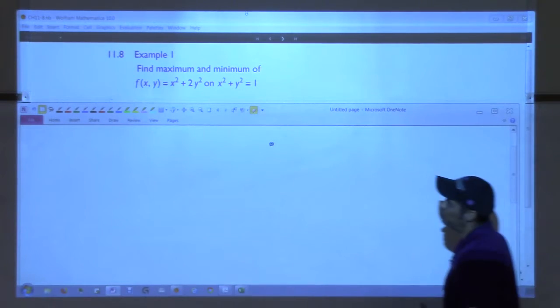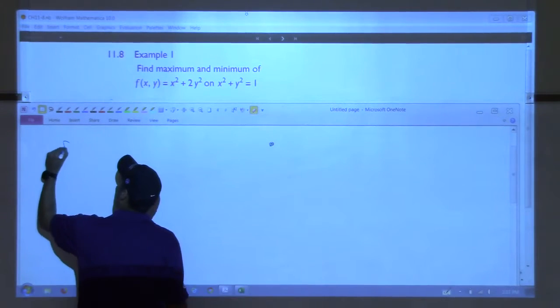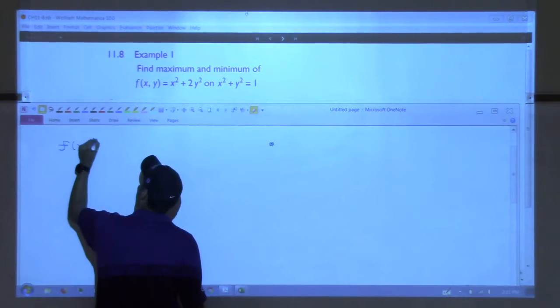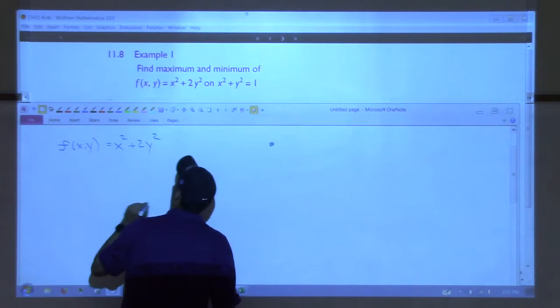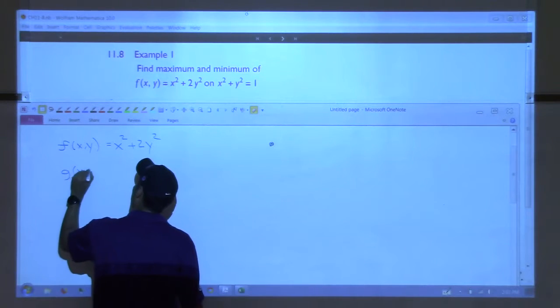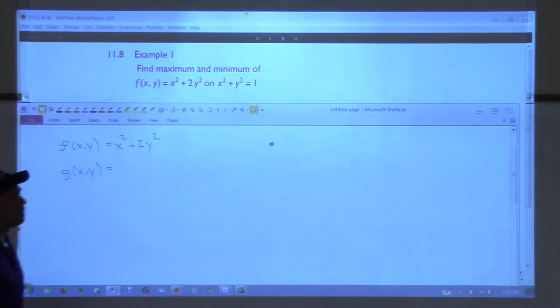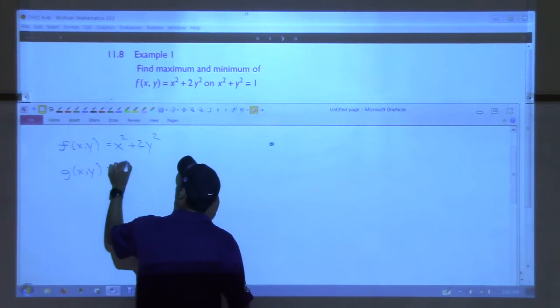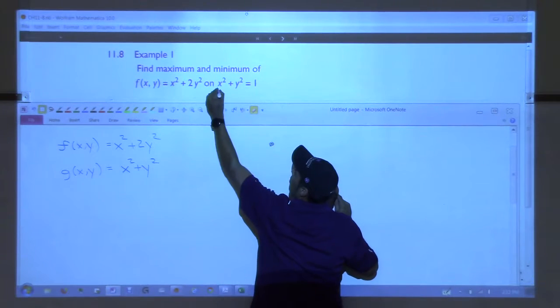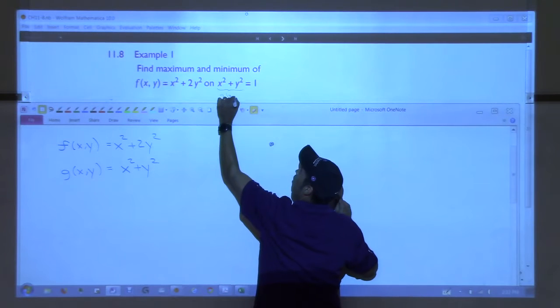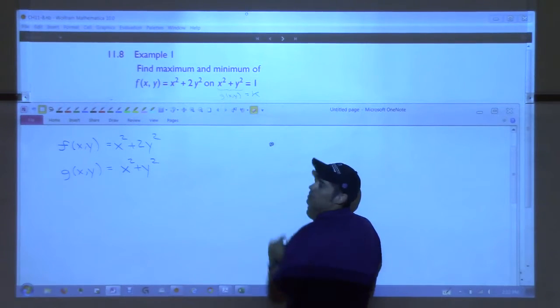So just to be clear, in this problem, f of xy is what we're trying to find the max and min of, which is x squared plus 2y squared. What is g of xy in this problem? X squared plus y squared, period. Done. Okay? That is our constraint. Do y'all see that this looks like g of xy equals a constant, right?